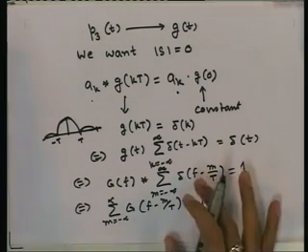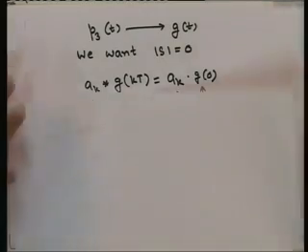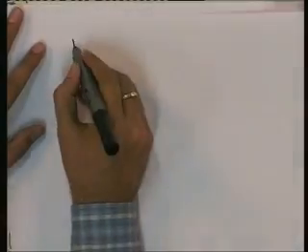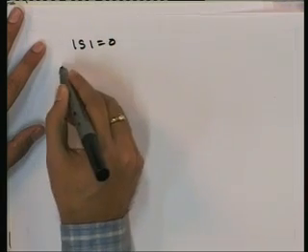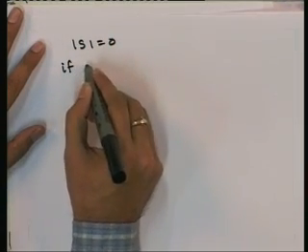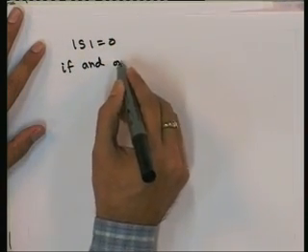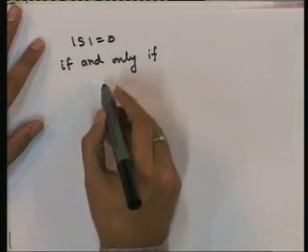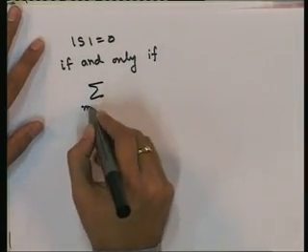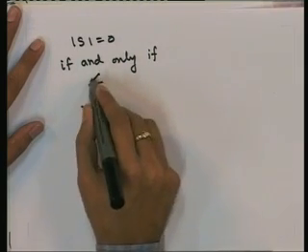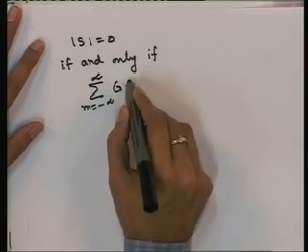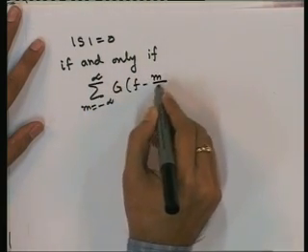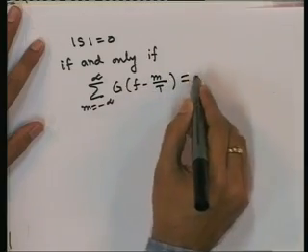So what does this mean? We have got that ISI is 0 if and only if the summation over m from minus infinity to infinity of G(f minus m by T) is 1.